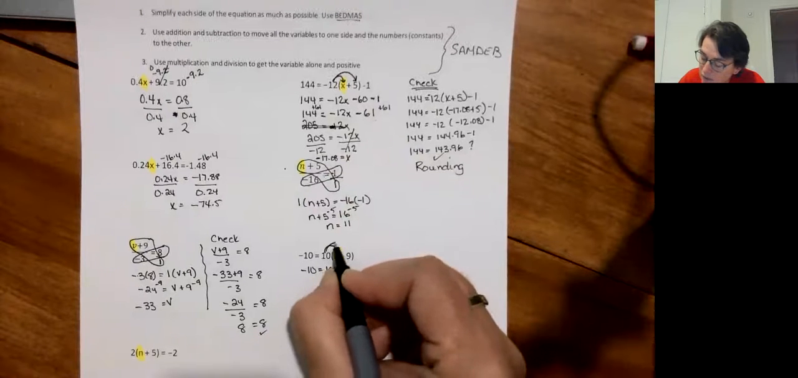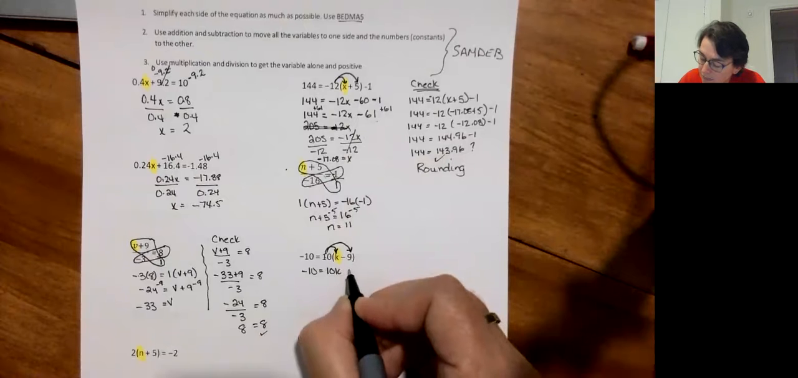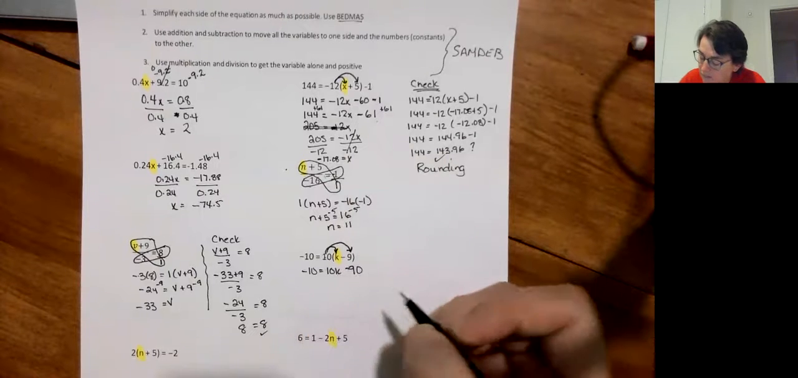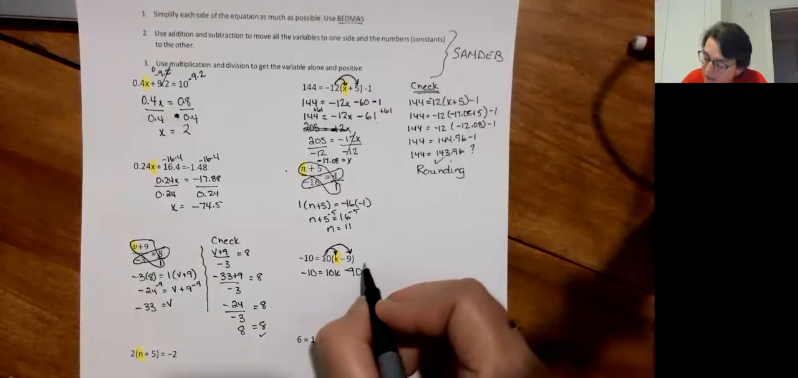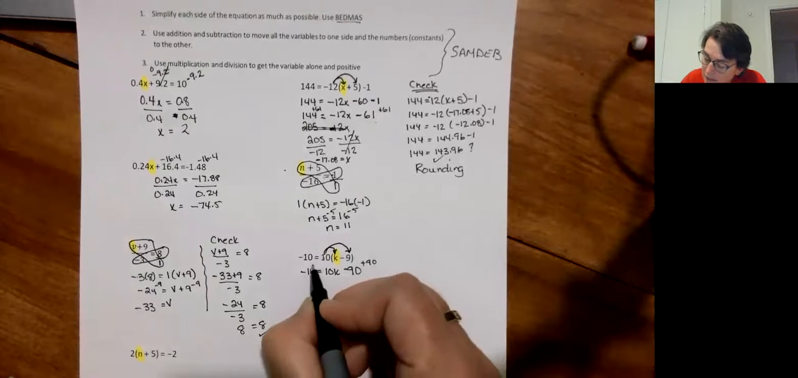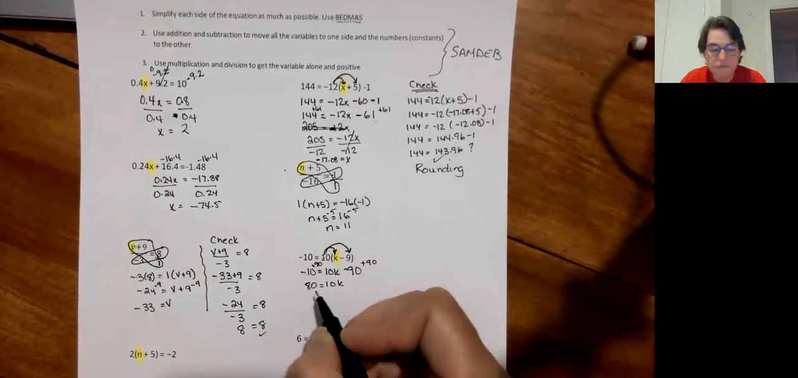And then we're gonna distribute through the brackets, so we gotta do both. So negative 10 times minus 9 is minus 90. So I wanna get the k's by myself, so I'm gonna add 90 here, add 90 there, and 10k is equal to 80.